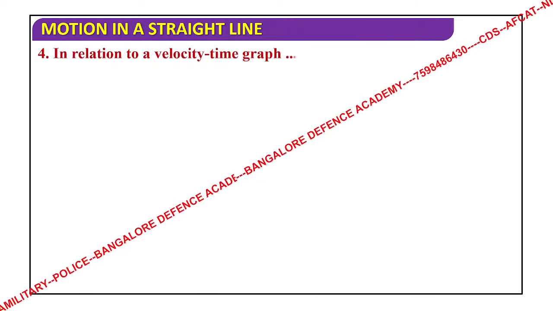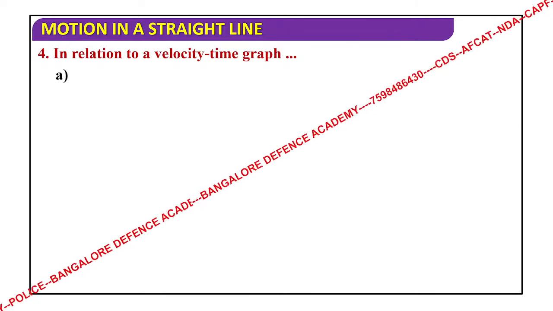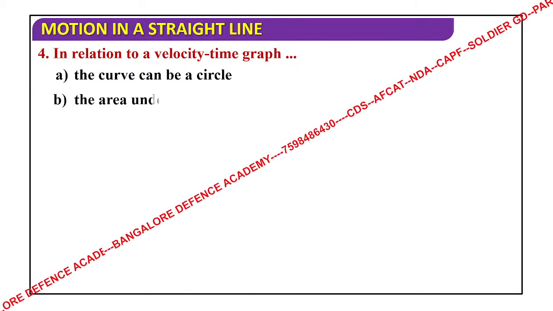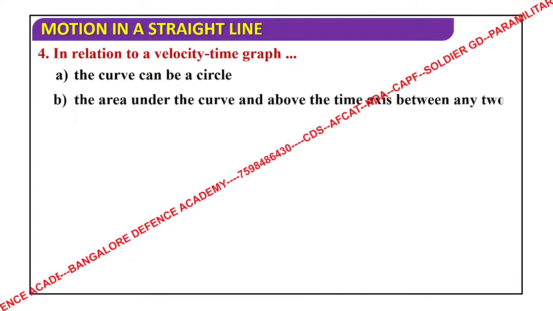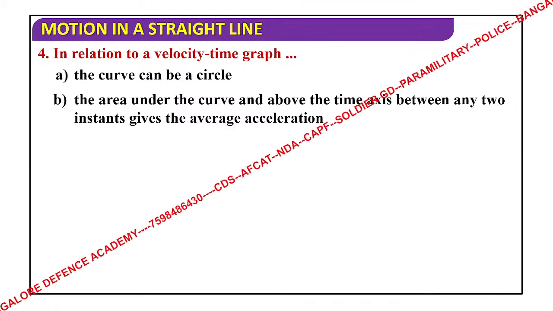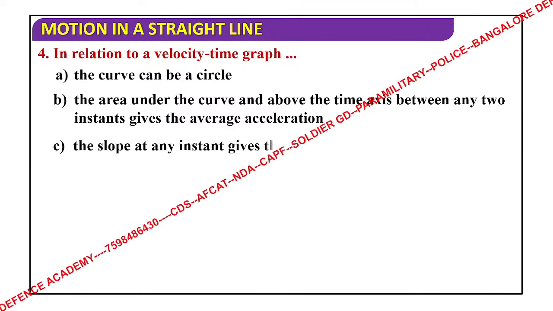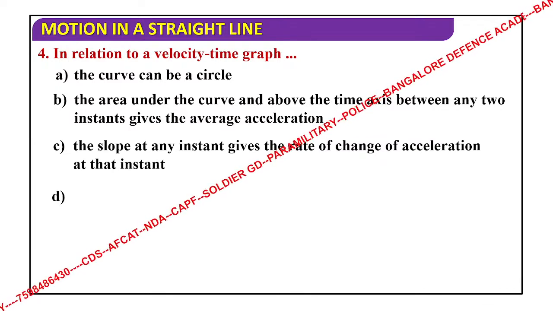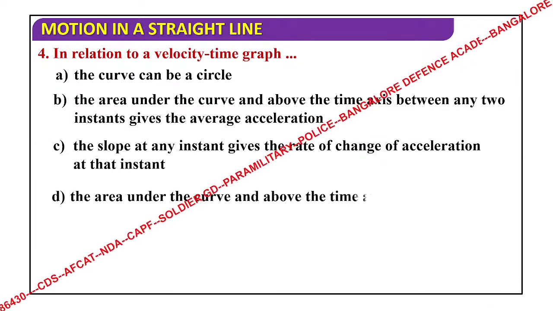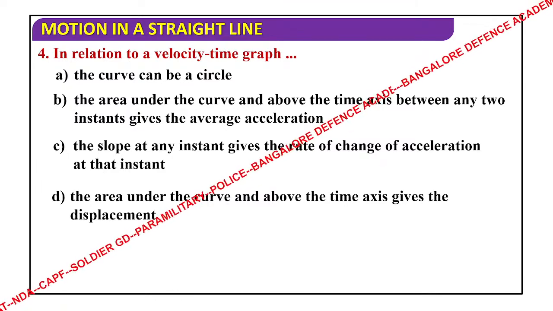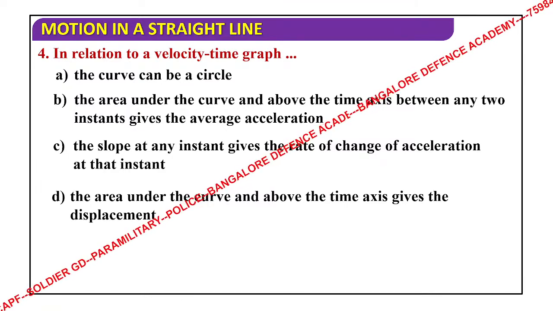Next, in relation to velocity time graph, you get the curve can be a circle, the area under the curve and above the time axis between any two instants gives the average acceleration. The slope at any instant gives the rate of change of acceleration at that instant. The area under the curve and above the time axis gives the displacement. Think over it and tell me.